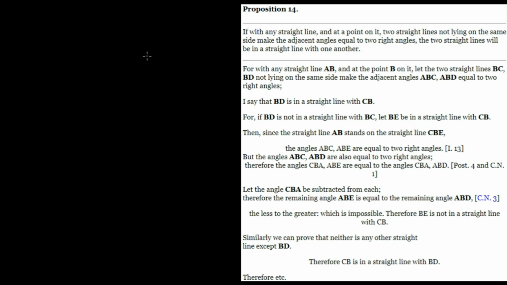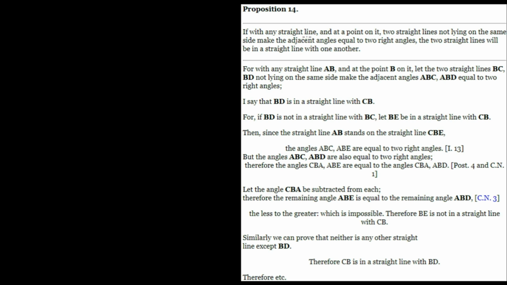In Proposition 14, we're going to prove the converse of Proposition 13. Here we're going to show that if we have lines such that the adjacent angles make two right angles, then the two straight lines on opposite sides making those adjacent angles must be in a straight line with one another. Let's check out the text.